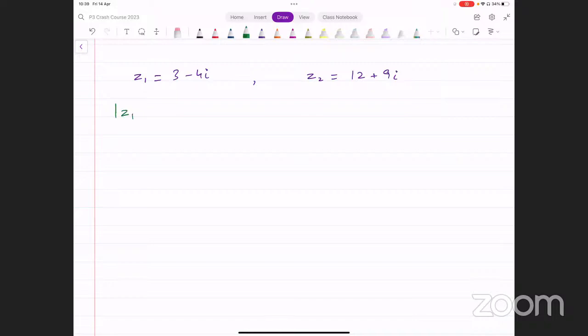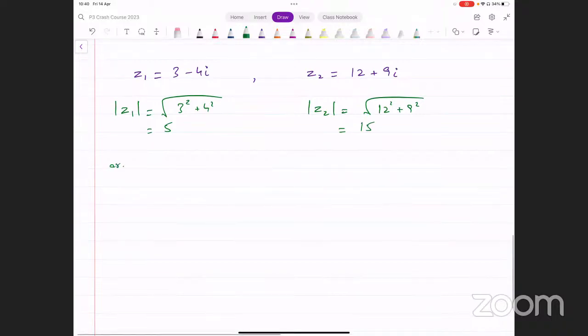What's the modulus of Z1? That's square root of 3 square plus 4 square, and that gives me 5. What's the modulus of Z2? That's going to be square root of 12 squared plus 9 squared, and that should give you 15. Okay, that's the modulus of Z2.